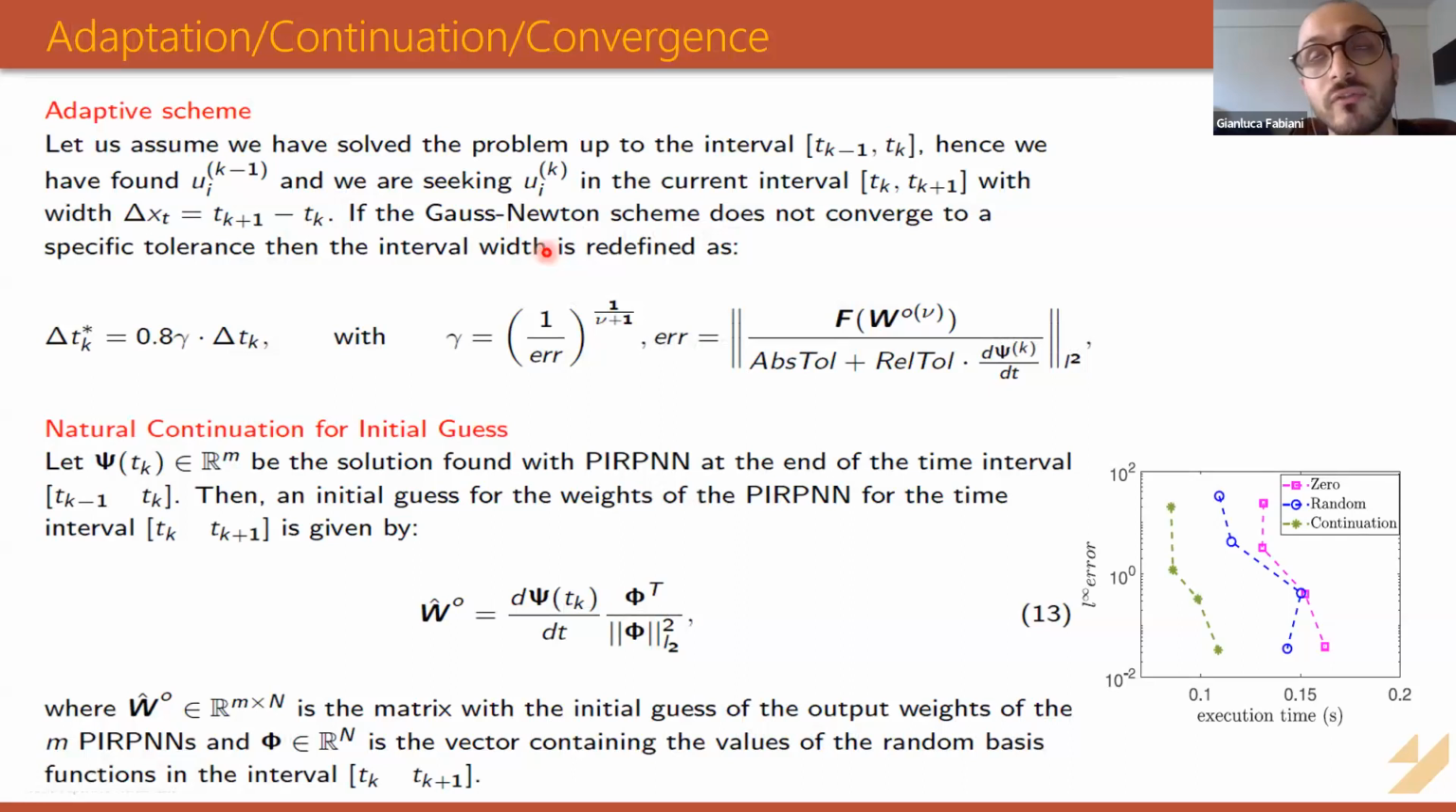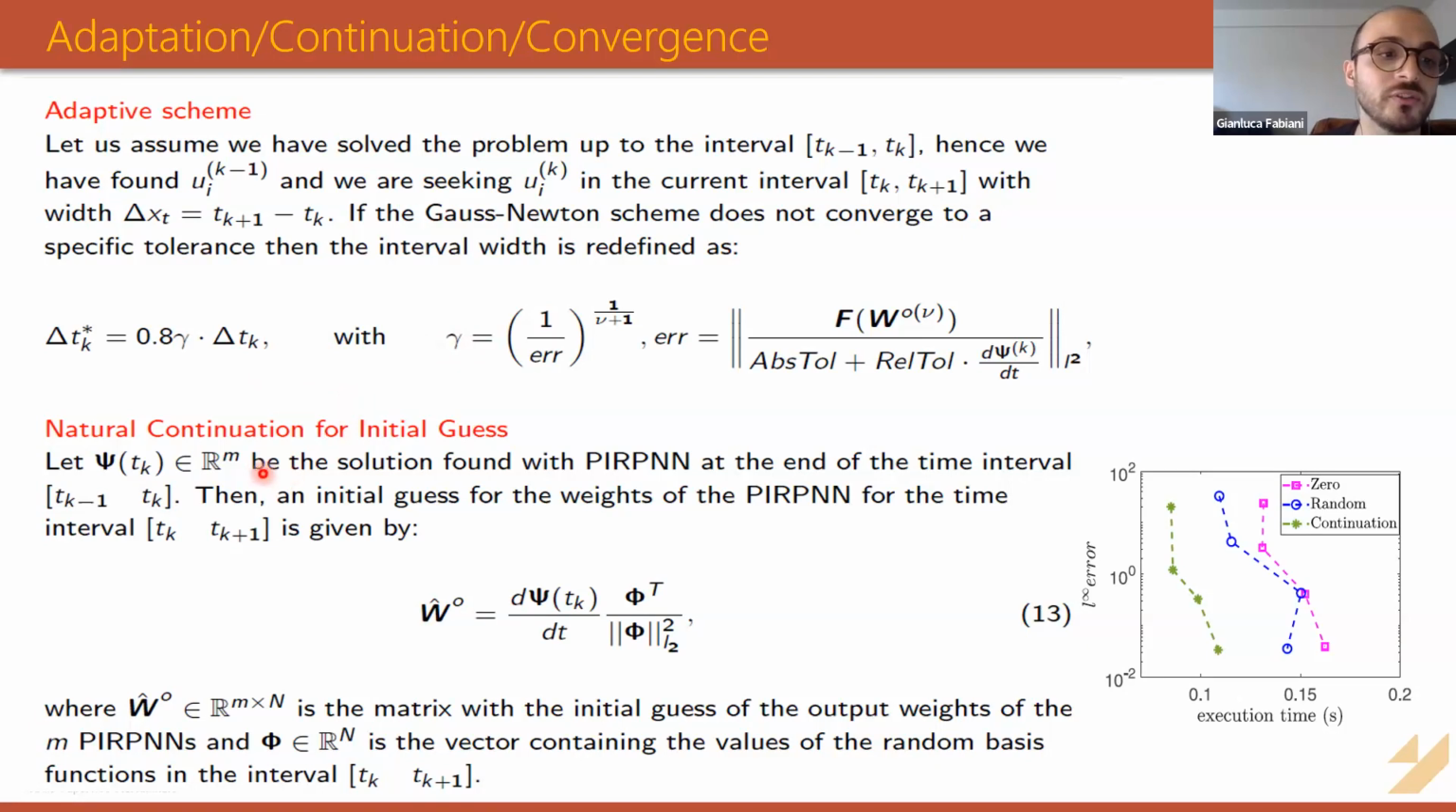Also, to deal with stiffness and sharp gradients that arise in the solution of ODEs, we also propose an adaptive scheme. So we divide the interval into many subintervals. Let's assume that we have solved it in this interval t_{k-1} to t_k, and we are looking for a solution in t_k to t_{k+1}, where we have an adaptive step. So t_{k+1} is changing based on a simple control problem that takes the previous error made by the last Gauss-Newton iteration, and in this way we can adapt the time step.